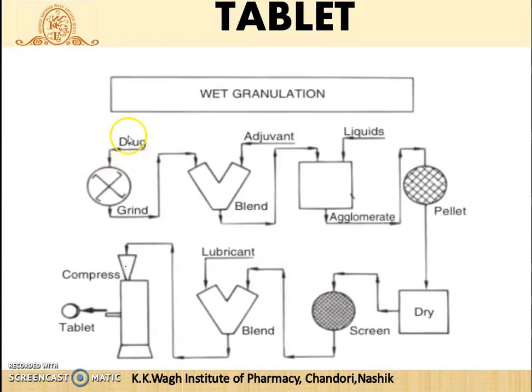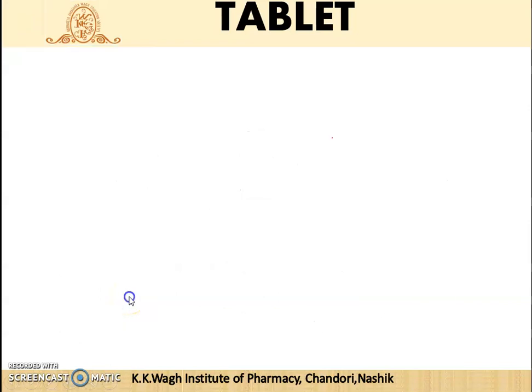This one is the diagrammatic representation of the wet granulation. In this wet granulation, first, the drug is ground, then blended with the suitable adjuvants. Then agglomerate is formed by adding some liquids. After that, the mass is passed through the sieve, then dried, and then the dried particles are screened off, and these are again blended with the suitable lubricants and passed to the compression machine for the tablet compression. Then we see the dry granulation.